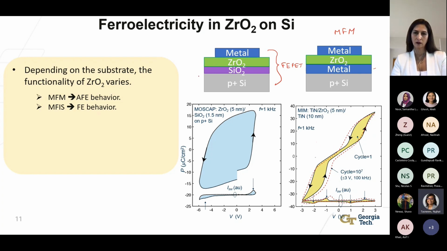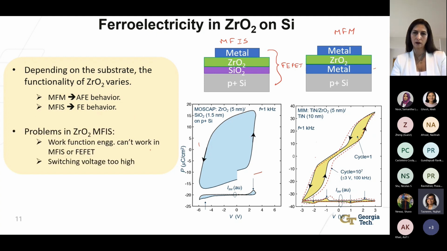However, when zirconium oxide is deposited on top of silicon in an MFIS structure, it becomes ferroelectric and it shows a single hysteretic PV loop. Now, our initial motivation of using work function engineering to lower the switching voltage of these devices cannot really work for the MFIS or FEFET structure. Also, zirconium oxide MOSFET shows a switching voltage which is too high. So in this case, the switching voltage is around 3.5 to -7 volts, whereas the switching voltage for hafnium zirconium oxide MOSFETs is only ±3 volts.